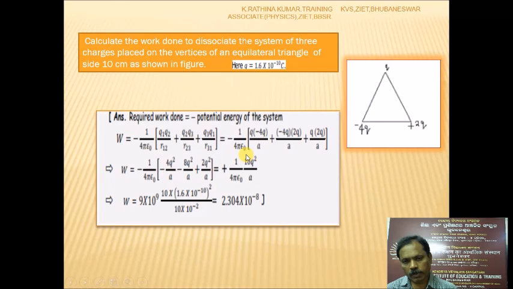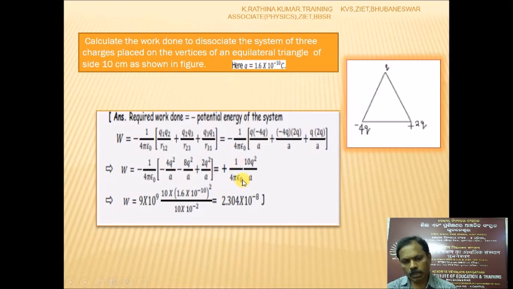Minus 1 by 4 pi epsilon naught, Q into minus 4Q by a plus minus 4Q into 2Q by a, where the distance is taken as a, plus Q into 2Q by a, as per the given values. Then work done is equal to 1 by 4 pi epsilon naught, separately, 4Q square minus 8Q square plus 2Q square by a. So all these have a common term.